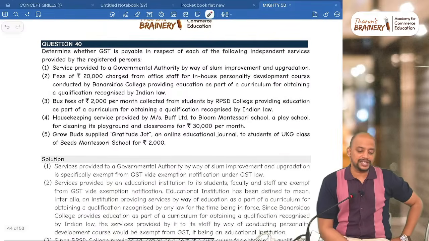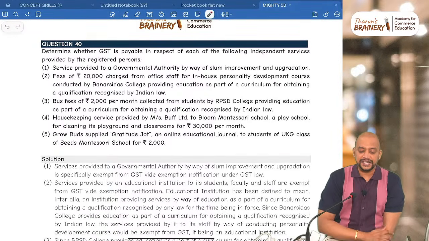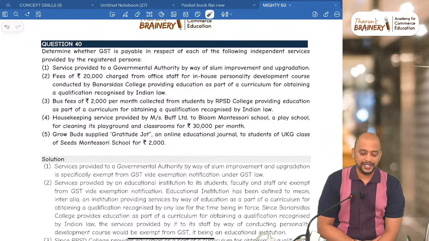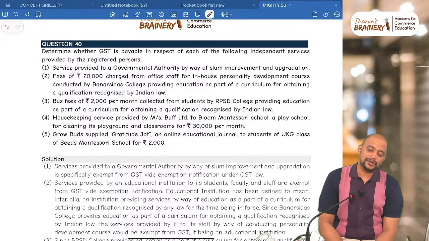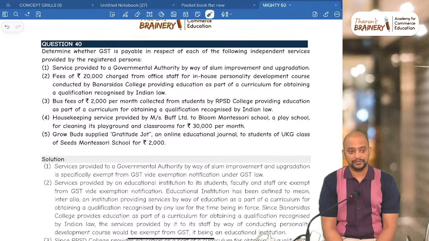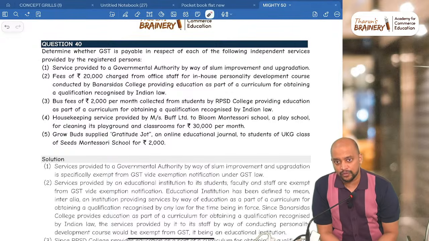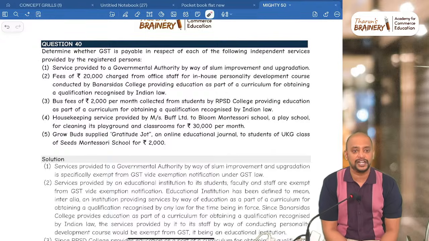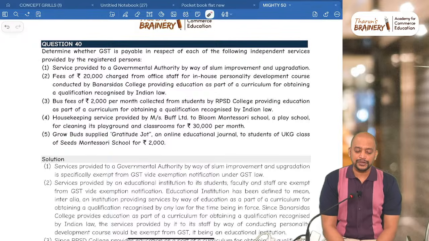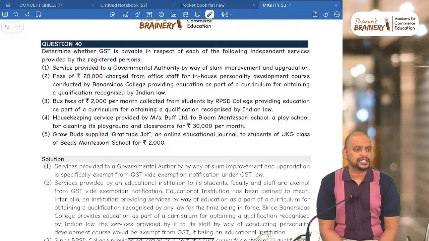Then the last question in GST. Determine whether GST is payable in respect of each of the following independent services provided by registered persons. Service provided to a government authority by way of slum improvement and upgradation. What is your answer? Exempted. Services provided to a governmental authority: yes, a few activities are exempted. What are they? Slum improvement and upgradation, water supply, sanitation and conservancy, solid waste management, public health, correct? Then what if the first point is to government? Then also exempted, pure service.